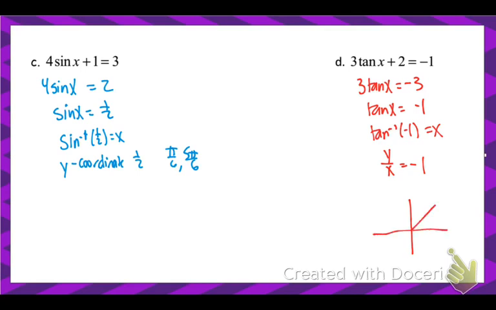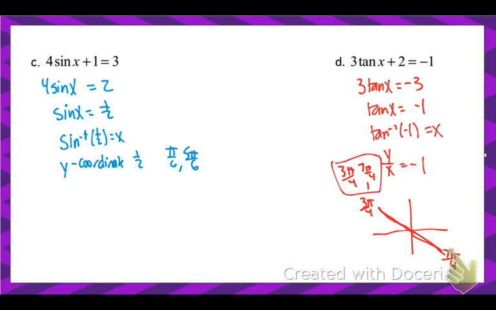Tangent's positive in quadrant 1 and quadrant 3, so it's not in those two. So we know it's going to be somewhere in quadrant 2 and somewhere in quadrant 4. Y divided by x giving you a value of -1 means y and x are the same value. And that happens at 3 pi over 4 and 7 pi over 4. So those are your two solutions here.